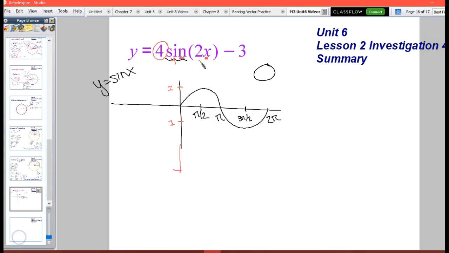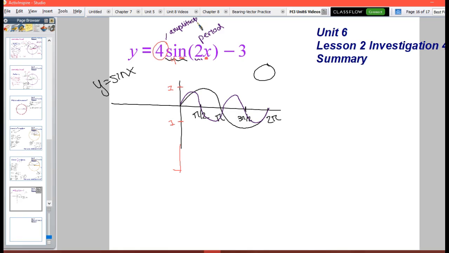This 2 in the equation is going to make us have twice as many cycles within 2 pi as before. So the 2 would actually make it go twice as many times as it did last time. Okay, that changes your period. We call this the amplitude changer.